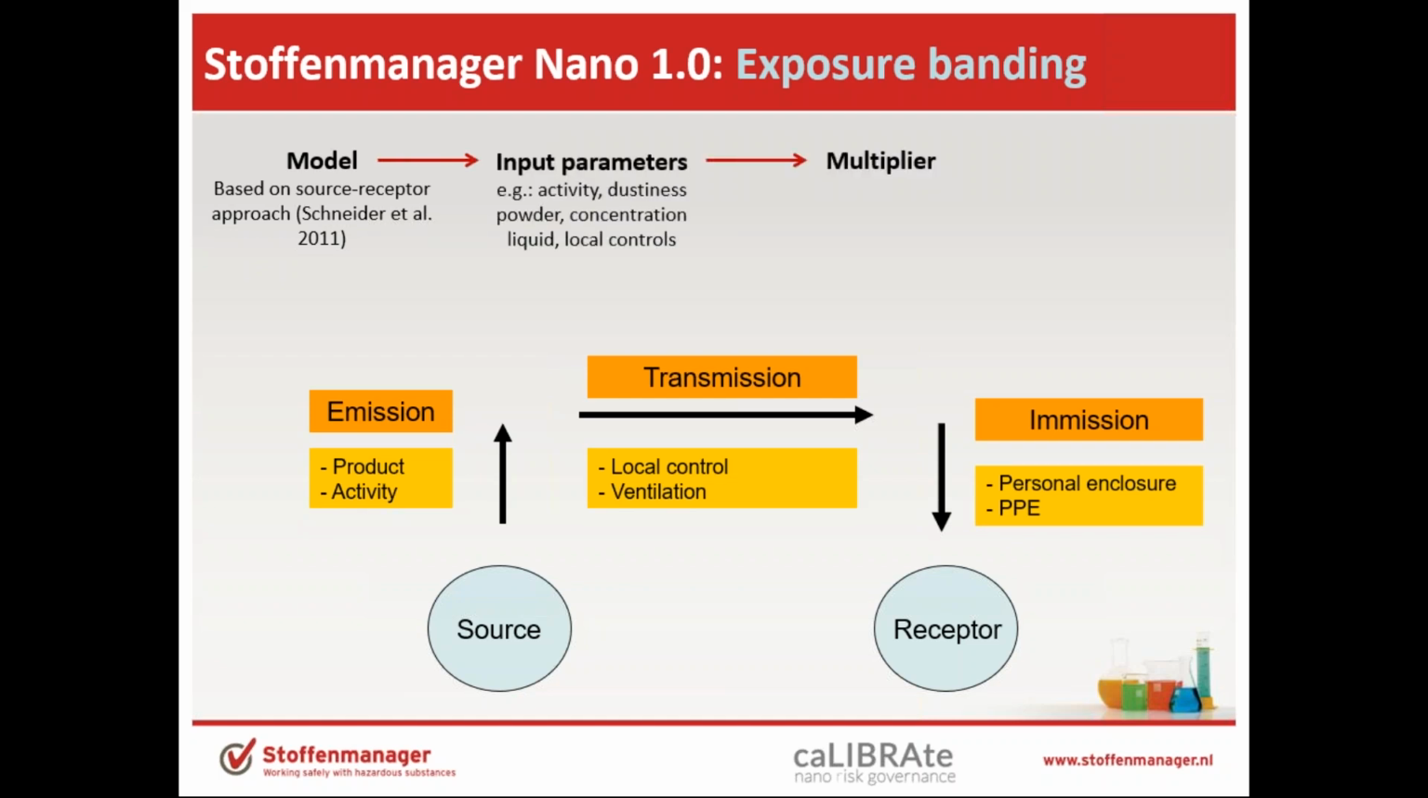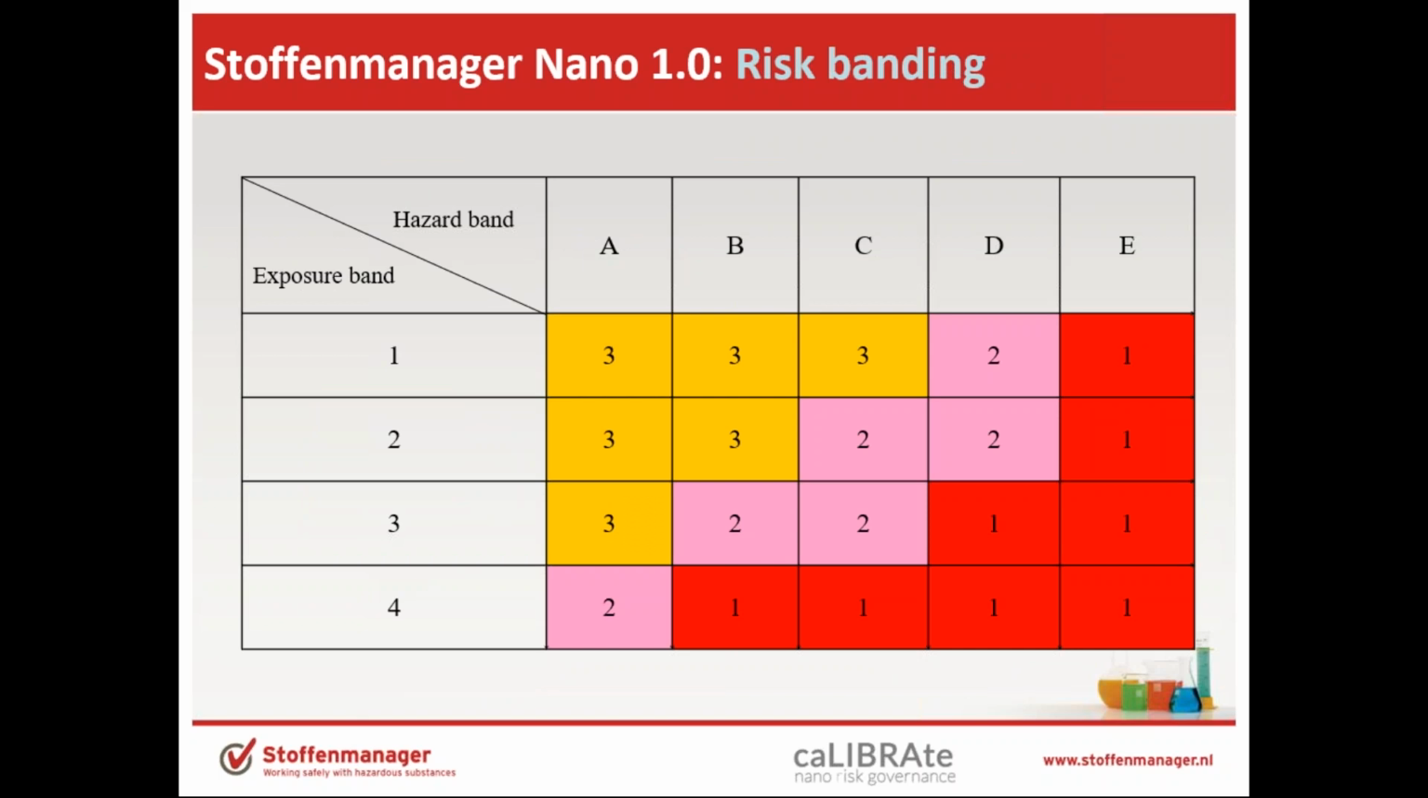So in general, you will have your input parameters and the multipliers, which will result in an exposure band in 4 categories. Your risk is calculated in 3 categories based on a combination of your exposure band and your hazard band, where 1 is high priority risk, 2 is medium priority risk, and 3 is low priority risk.